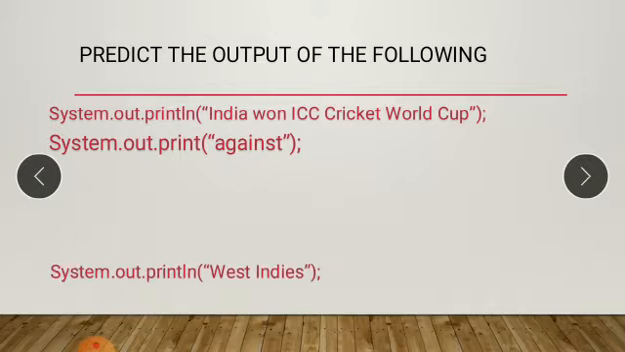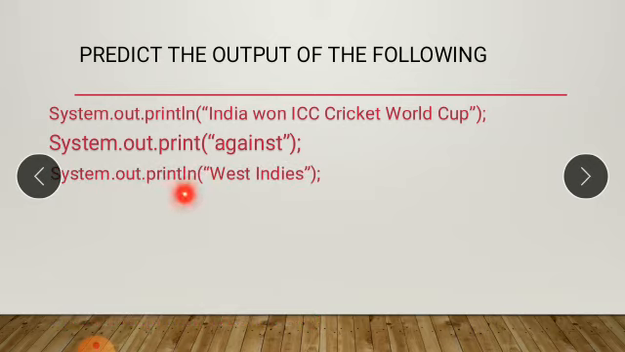Next one, System.out.println("West Indies"). What text have we used here? West Indies. After "Against", the control will be staying in the same line, right? So there only West Indies will be printed. Then will the control come to the next line or stay in the same line? The control will come to the next line because to print West Indies we have used the println statement. So after printing West Indies it will come to the new line.